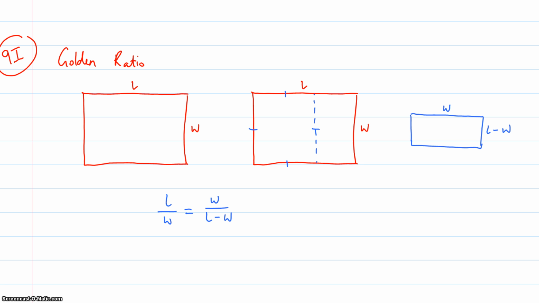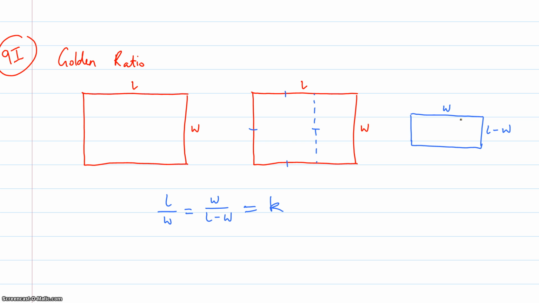So I'm going to find out what ratio I would need for this length and this width in order to make it the golden ratio. So I've got length and width, so I'm going to do L divided by W is equal to W divided by L minus W. The other thing I need to know is that this is actually equal to some sort of scale factor. As in, the scale factor of L and W will be the same as W and L minus W.